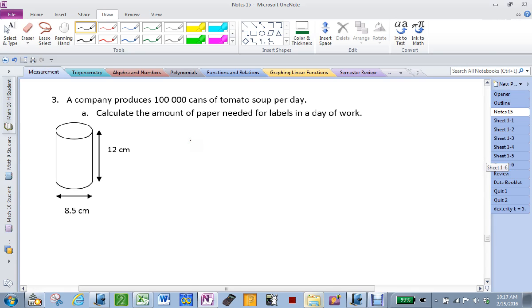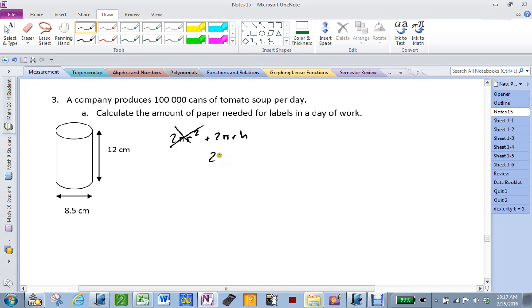What would you do? How do you solve this? Is it surface area or volume? Surface area. Is it surface area of the whole can? Why? Because there's no label on the top and bottom. So the surface area of a cylinder is 2 pi r squared plus 2 pi r h, correct? Do I need the 2 pi r squared? No, because I don't need the top and bottom. So it's just 2 pi r h, right?